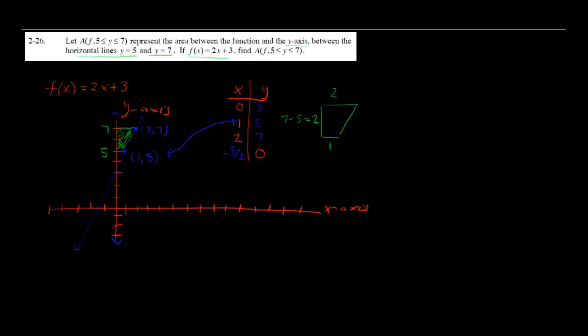So we want to find the area shaded between our function and the y-axis, between these horizontal lines, y equals 5 and y equals 7. So these are lines right here. That's why I kind of drew it like that. Y is equal to 5 and y is equal to 7. And these, if we look over here, create this trapezoid right here.